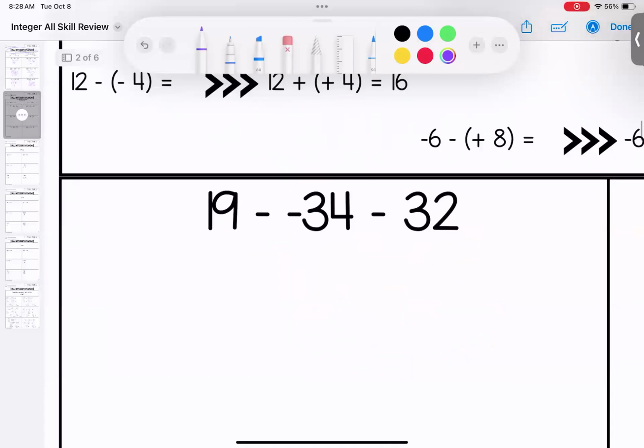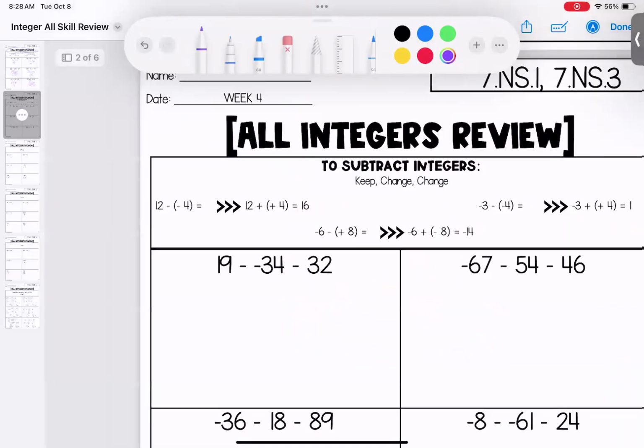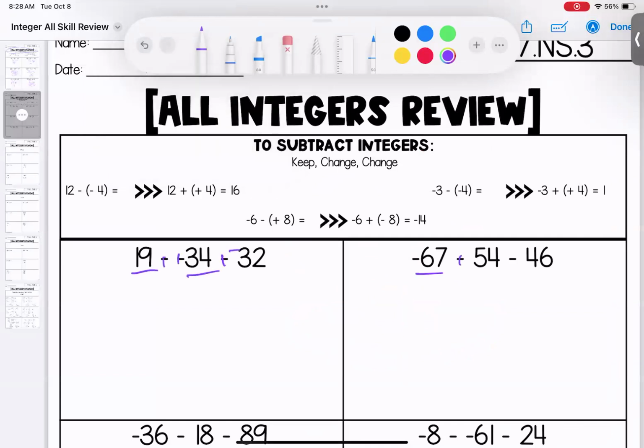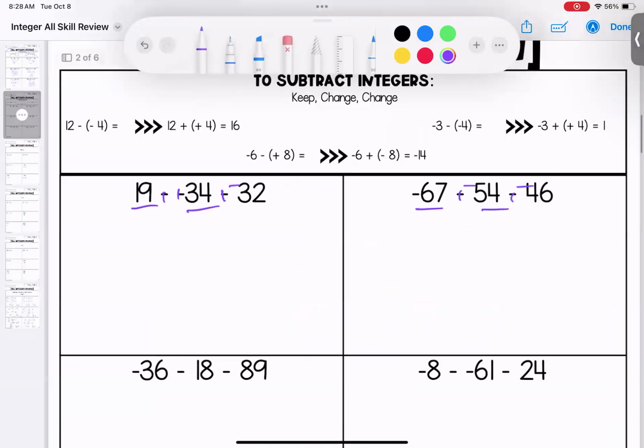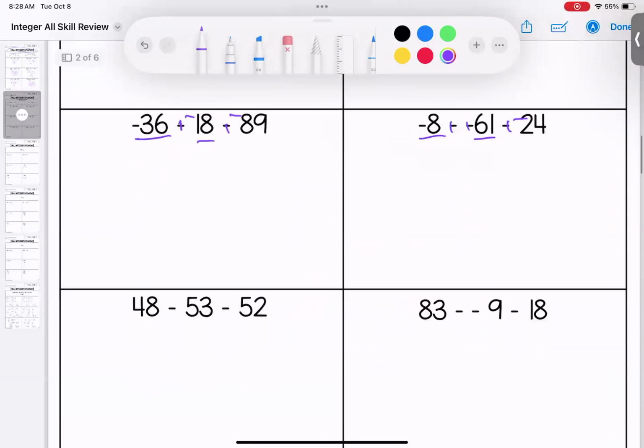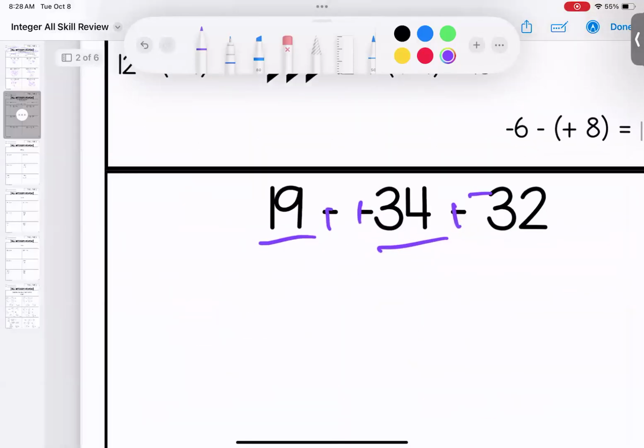Coming down here, first thing I'm going to do, and I'm going to actually do this on all of them, is I'm going to come in and keep, change. I'm going to go through all of them because I want to be able to just go in and solve once I'm ready. So I'm doing keep, change, keep, change, keep, change, keep, change. Now I can go in and solve.